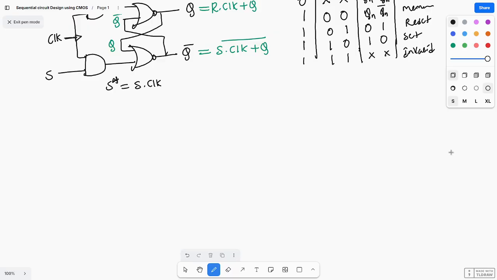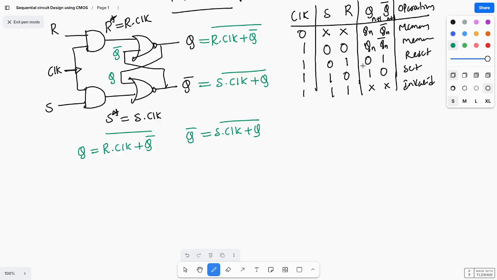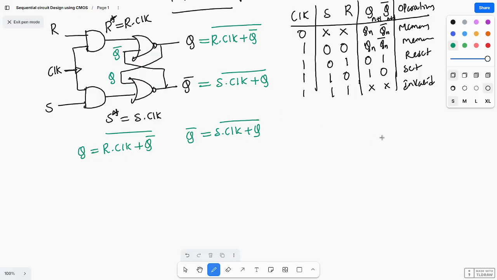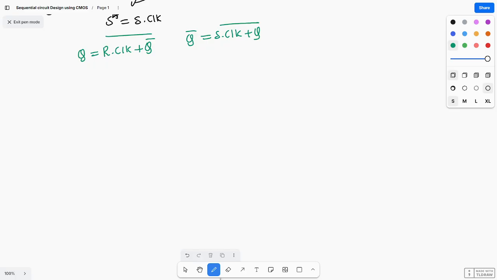One more time, I'm writing the expression for flexibility. Q equals R and clock plus Q bar, and Q bar equals S and clock plus Q. We already saw this operation in digital, the SR flip-flop, so you can go through that.